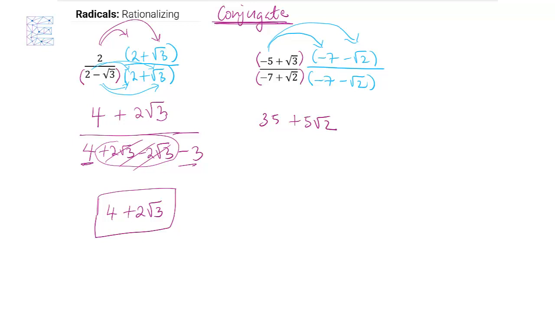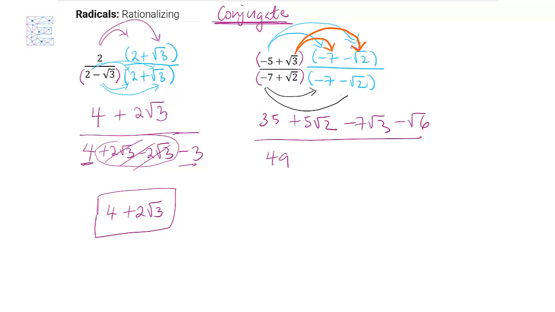And then once we finish that, we can go on to the next digit, which is root 3 times negative 7. That makes it a negative 7 root 3. And now we've got root 3 times negative root 2, which makes it a negative square root of 6. Now the denominator, we've got negative 7 times negative 7, which is simply 49. And we've got negative 7 times negative root 2, which is simply plus 7 root 2.